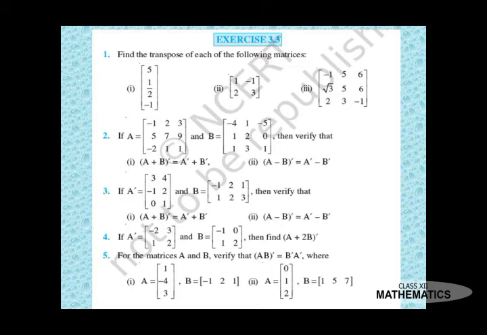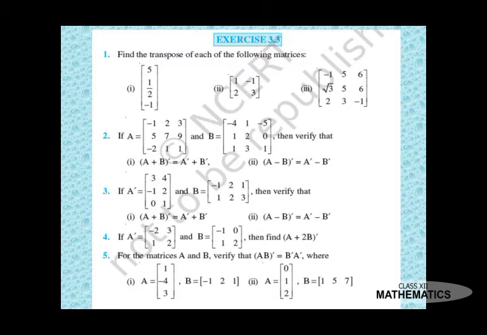Now see exercise 3.3. The first question, find the transpose of each of the following matrices. 3 questions given to you. Very simple. You have to just find the transpose. ठीक है, बहुत ही simple है. आपको खाली transpose का आपको पता है definition. Interchange करिए rows और column को और answer लिखिए.